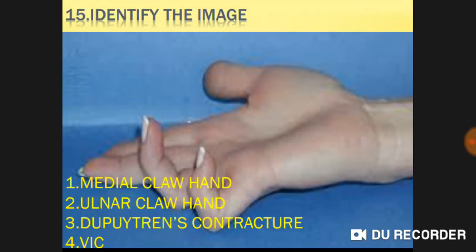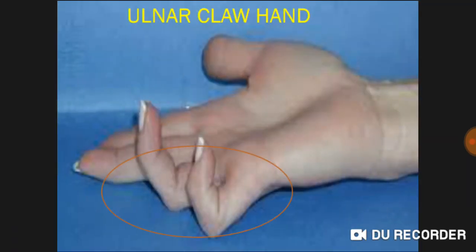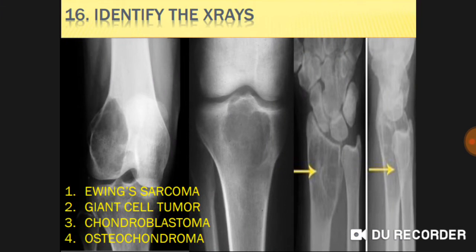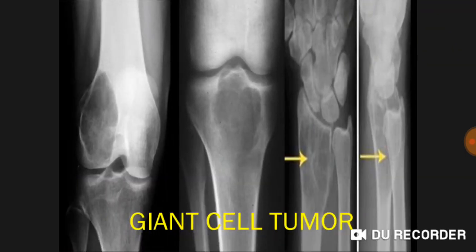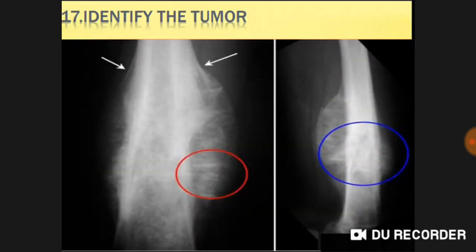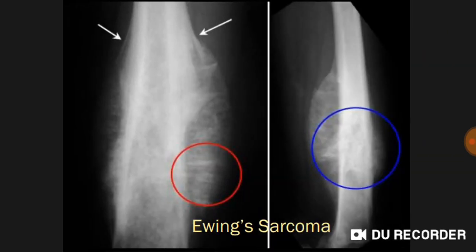What is this? It's very much clear. It's claw hand, but by which nerve? Ulnar nerve. Okay, ulnar claw hand. Now, identify the X-ray. What is this? With arrow mark, giant cell tumor. This is giant cell tumor. Okay. Identify the tumor here. This one is Ewing sarcoma. Ewing sarcoma. Yeah.